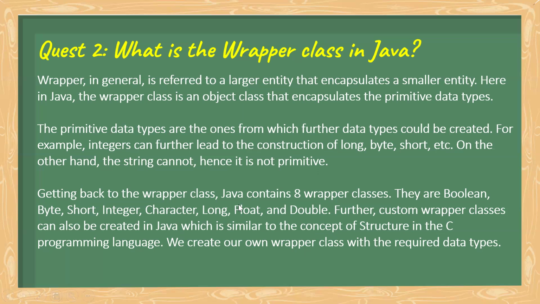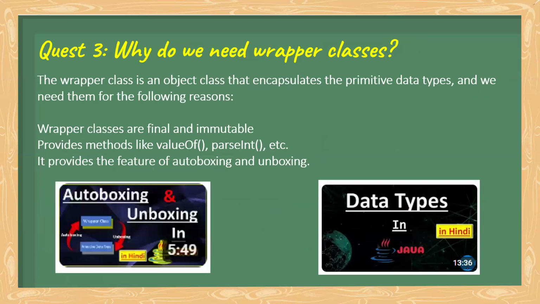Okay, now the third question is: why do we need wrapper classes? The wrapper class is an object class that encapsulates the primitive data type, and we need them for the following reasons. Primitive data types only represent the data, like int, long, byte. But if you want to access that data type as an object, in that case the wrapper class presents it in the form of an object.